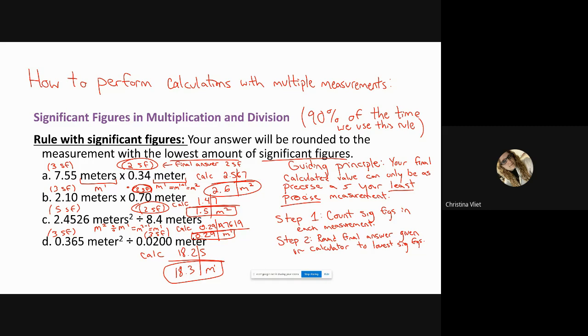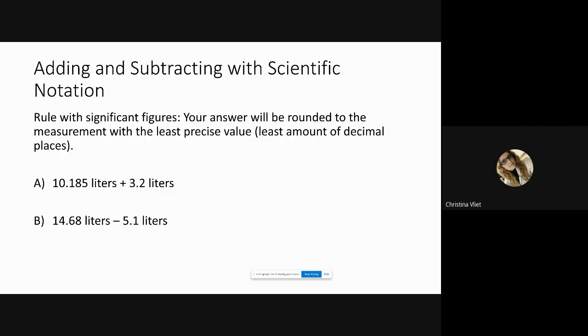All right, so last set of rules is for adding and subtracting. We haven't approached scientific notation yet. So it's adding and subtracting with significant figures. And then we'll take a look at scientific notation for the last part.